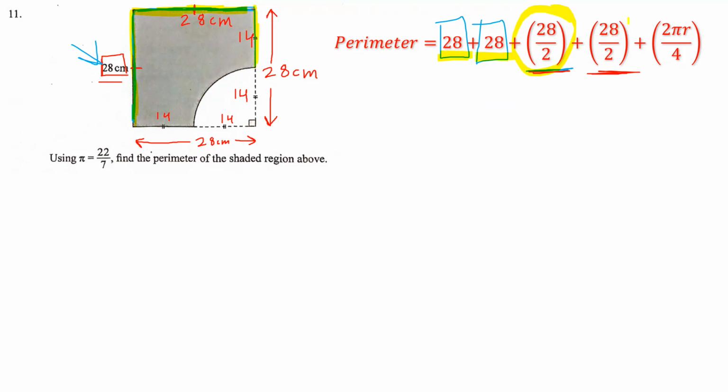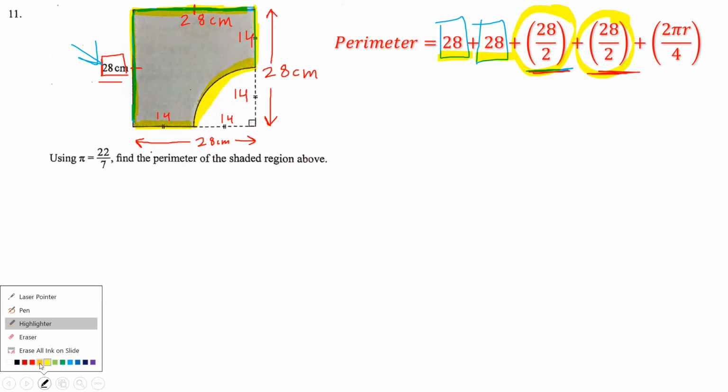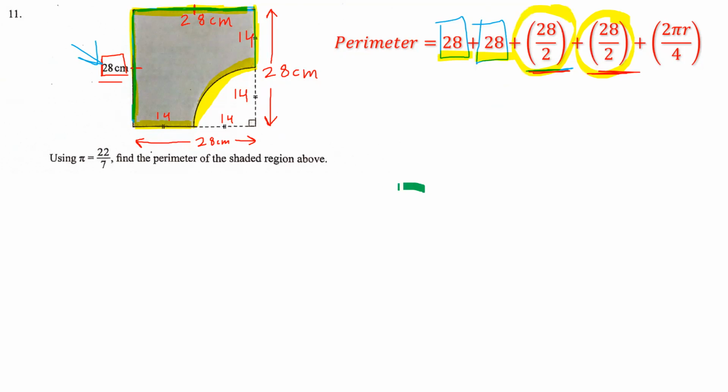And then the second 28 over 2, which is 14, that comes from this one, okay? And so the only part that we need is this curved portion. We need to figure out what is the perimeter of this curved portion, right? And if you notice, this curved portion is basically, if we have a circle, right?